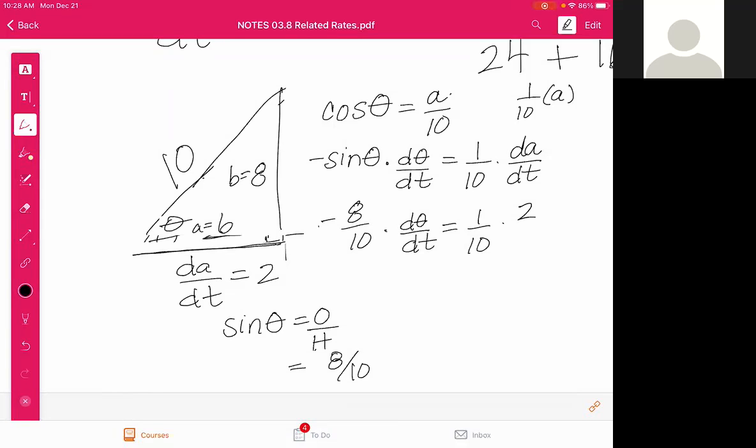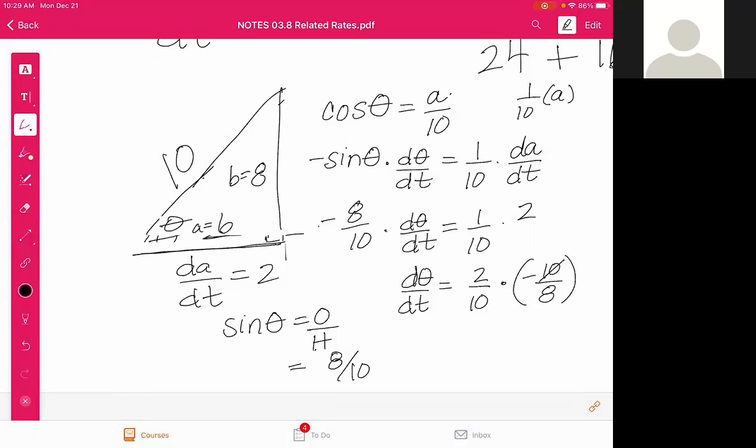All right, now all you have to do is maneuver those fractions to get the d theta dt by itself. So d theta dt equals, let's see, this would be 2/10. And then to get this negative 8/10 over to the other side, I'm going to multiply by its reciprocal. So negative 10 over 8.